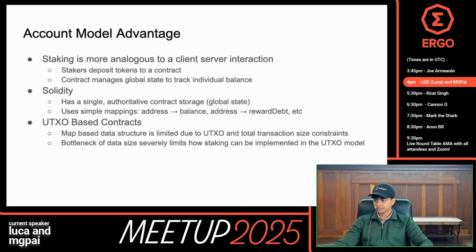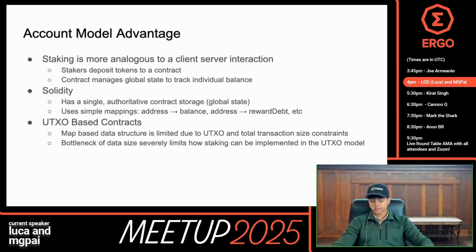So staking is similar to this interaction where the stakers are the clients, right? And they deposit their tokens to a contract. And this contract, you can think of it as like a server in the sense that the contract has to manage all the global state, right? It has to track the balance so it knows how much rewards you get, right? Because rewards are a function of how many tokens you deposit and how long you have deposited them for.